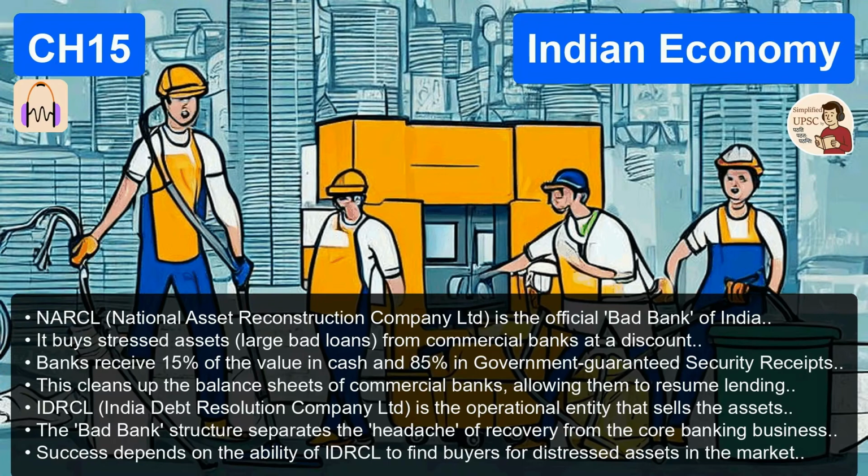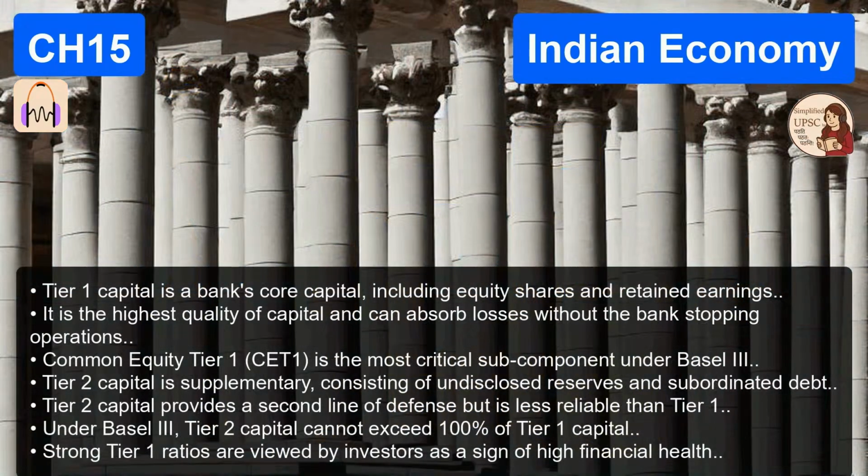It's like hiring a specialized hazmat team to clean up a toxic waste dump so the rest of the city can breathe. Exactly. Now, looking at the sheer terrifying size of these financial problems, the government decided that maybe small and beautiful doesn't apply to global banking. They wanted absolute giants that could weather any storm. This brings us to Segment 8, Consolidation.